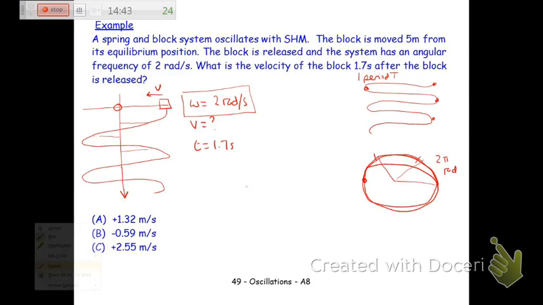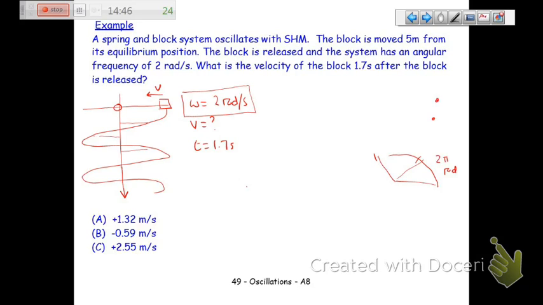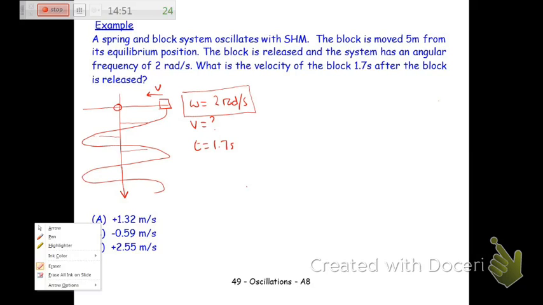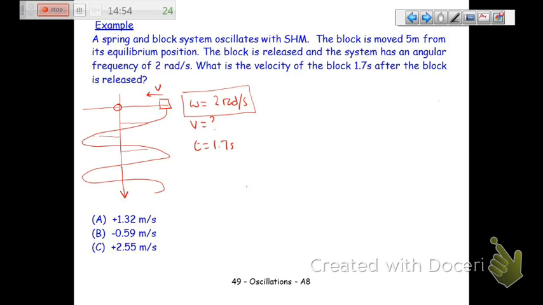Let me get rid of this because we don't need it. So basically what we say is, I need a relationship between these things. And so I say, well, I have an omega, I have a v, I have a t. And hopefully you get to the stage where you say, oh, I know this. x is equal to A cosine omega t. So v, which equals dx by dt, is equal to minus A omega sine omega t. Am I right? Is that the right expression?